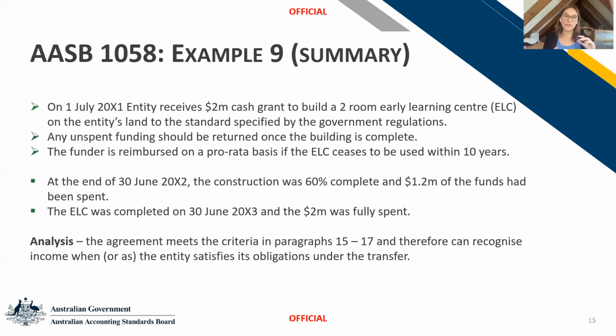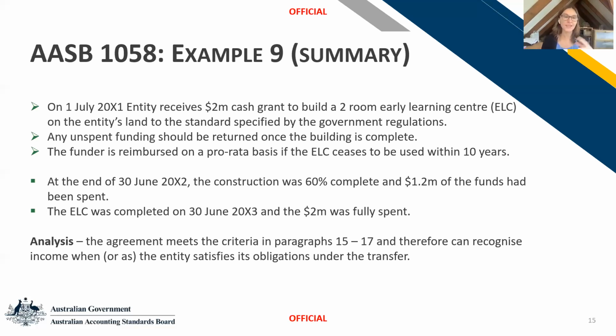And if I decide within the next 10 years that I'm not going to use it as an early learning centre, I will have to reimburse my funder on a pro rata basis. My intention is that I will keep using this as an early learning centre for the next 10 years. So I don't have a liability at this point because I'm not intending to stop using it. So it's something that I would consider. Potentially, I would consider whether I disclose it as a contingent liability, depending on which probability level that's in.